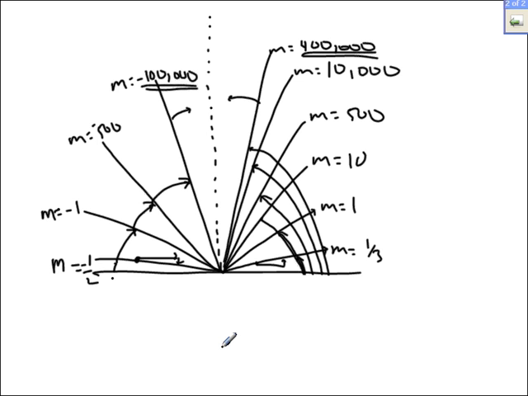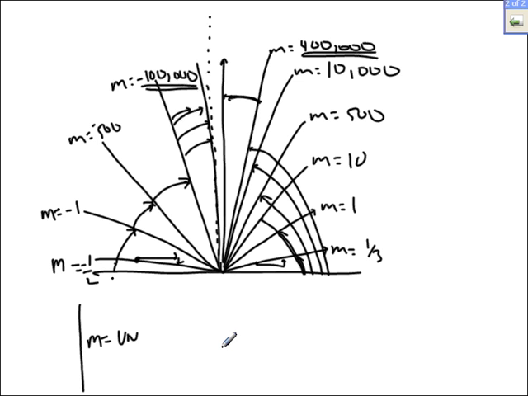In fact, they're not even approaching infinity. When you go this way, these lines, the slopes are approaching negative infinity. The other way, positive infinity. When I'm going this way towards the vertical line, the slopes are approaching negative infinity. A vertical line, the slope is undefined. Remember, m stands for slope.